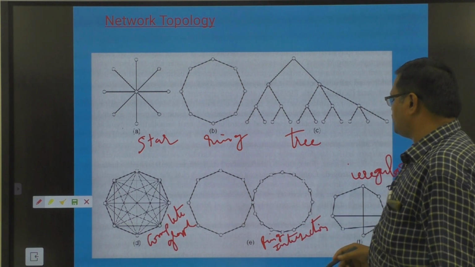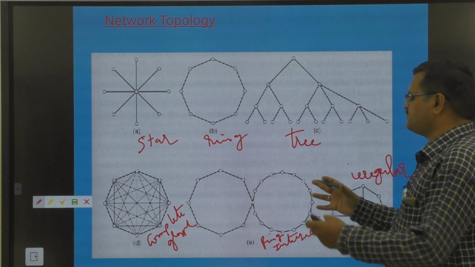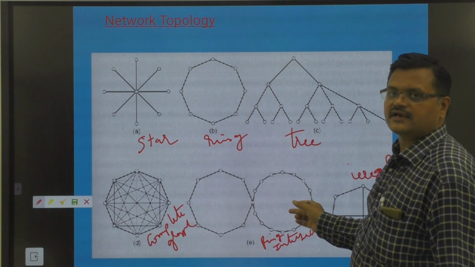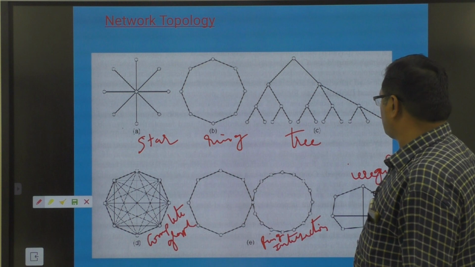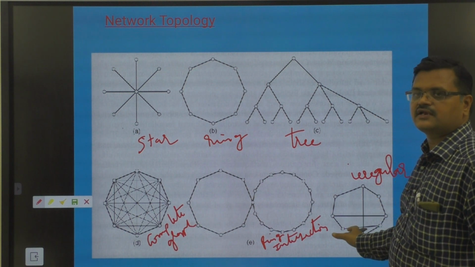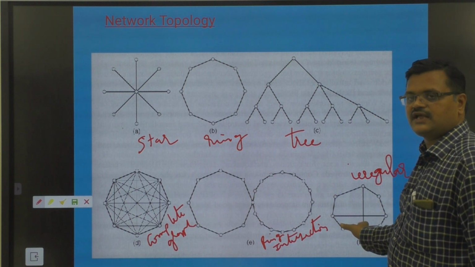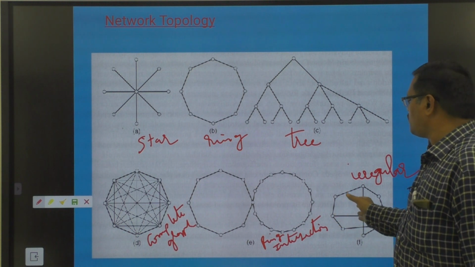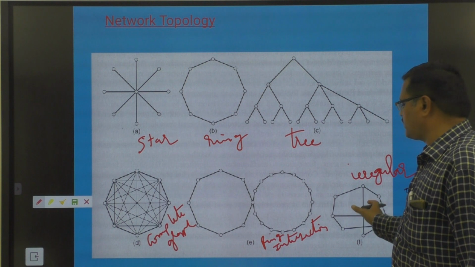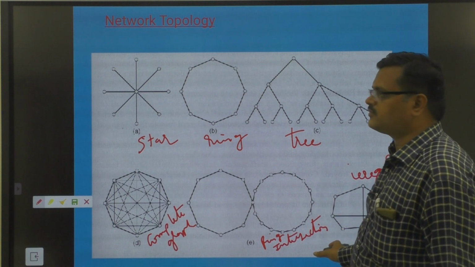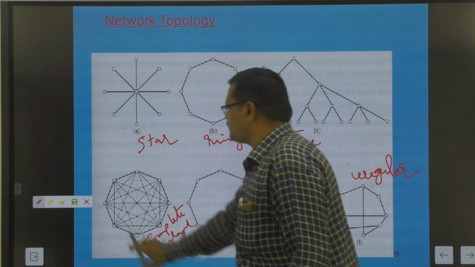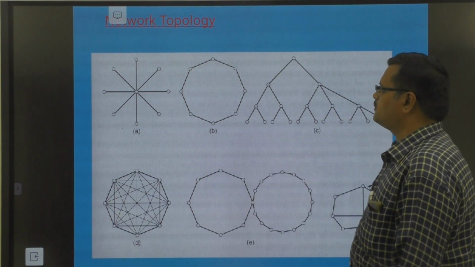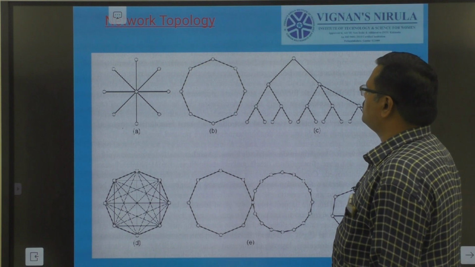Similarly in ring intersection, one ring is concatenated with another ring, so that both the links are intact with each other. And finally irregular, that means there is no regularity here. Okay, there is no shape, it is neither a circle nor a ring nor a star, nor a tree nor a complete graph, so it is irregular, random shape. Okay, this is about the different network topologies. Okay, so that's it.